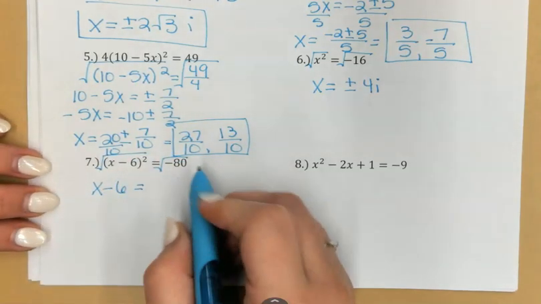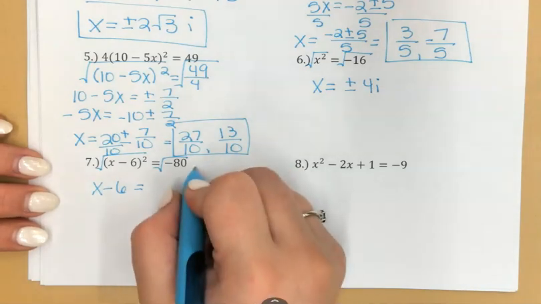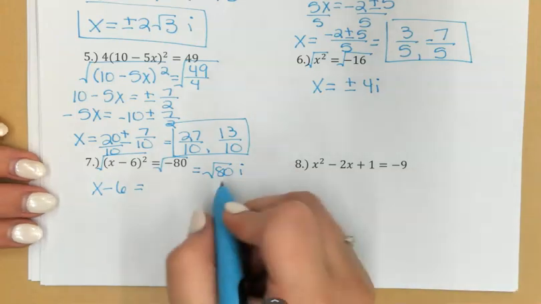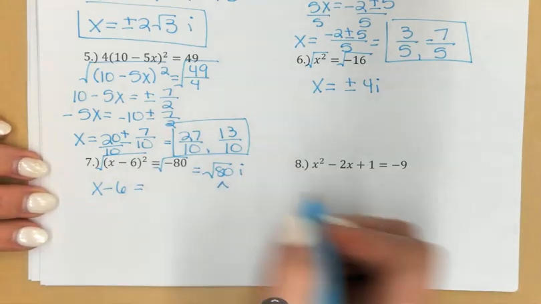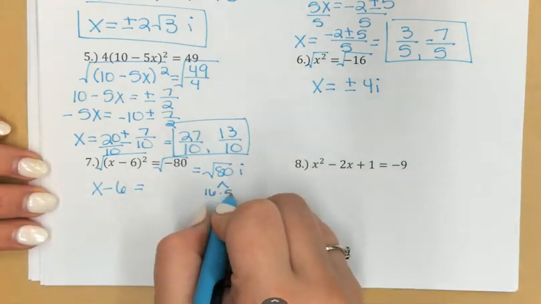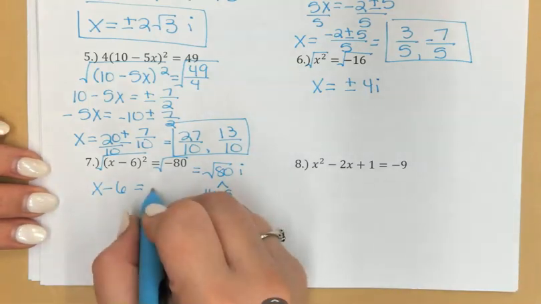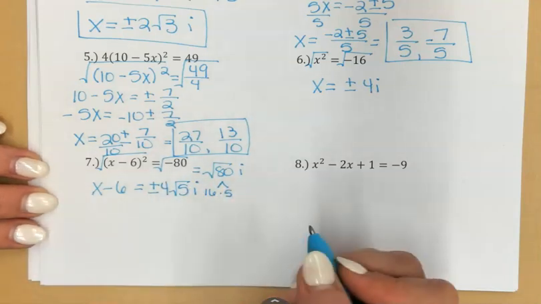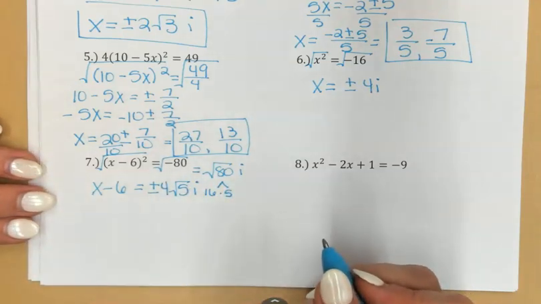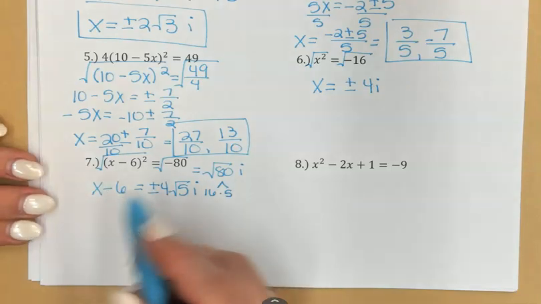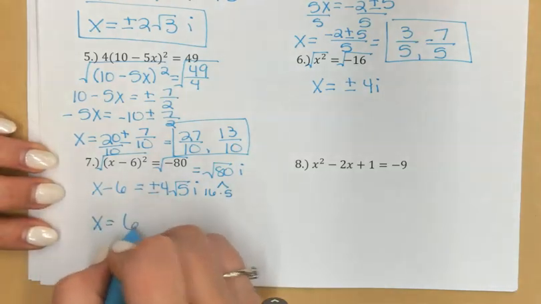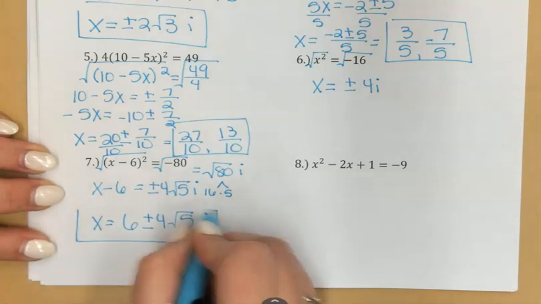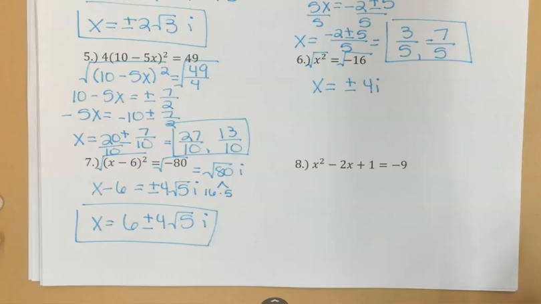On 7, my square is by itself, so I'm going to square root both sides, and x minus 6 is going to be, I'm going to have to simplify this. So this is going to be the square root of 80i. 80 is not a perfect square, but it does have a factor that is. 16 times 5 gives me 80. So this is going to be plus or minus 4 square root of 5i. X is not by itself, so the last thing I need to do is add 6 to the other side. And there's my answer to number 7.